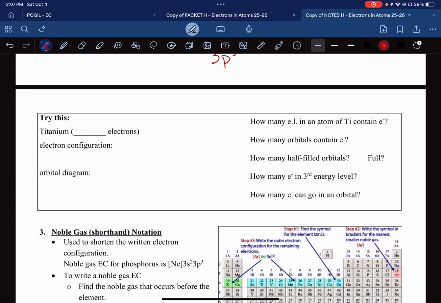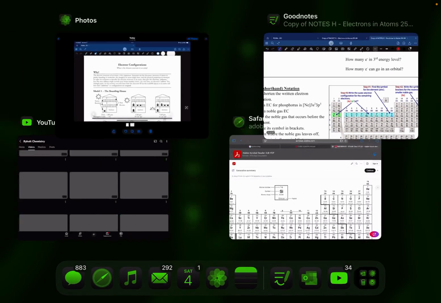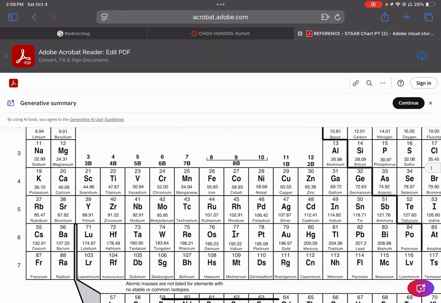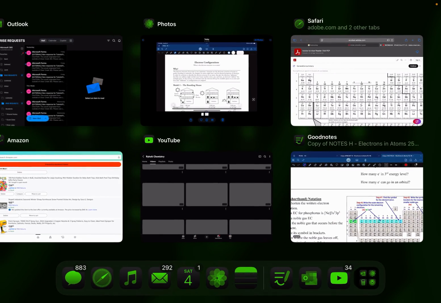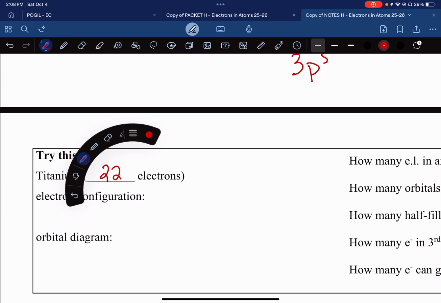All right, so here's a little bit of practice. I would pause this video and try this out and see if you can come up with this here. So here we have titanium. How many electrons are we going to have for titanium? There it is, 22. So we want to make sure that we're accounting for 22 electrons, and so we're just going to fill up starting at the lowest level first.